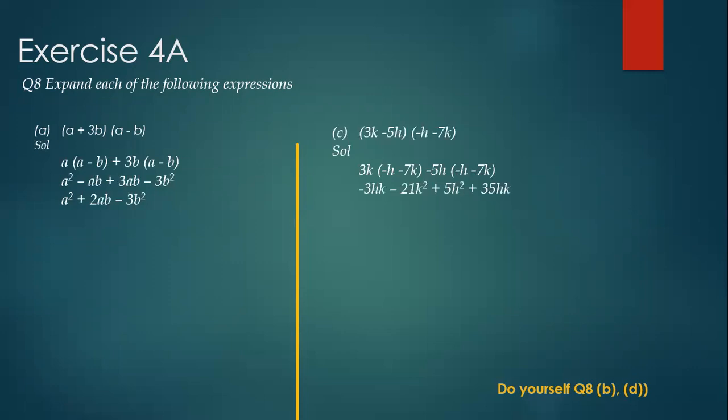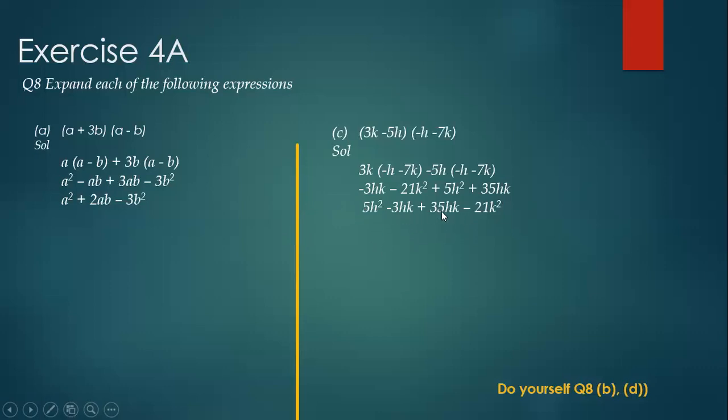Remember, you have to arrange it in this way, that you're going to write the square terms first and the square terms at the end. Since h comes before k, you're going to arrange it like this: 5h square minus 3hk plus 35hk minus 21k square, because h comes before k. So that's why h is coming here first.